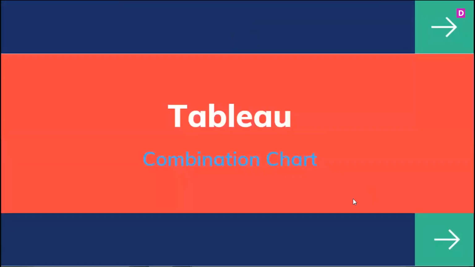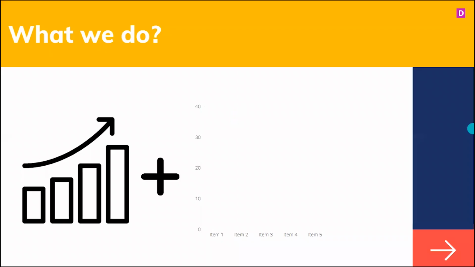Hello all. So, a very short explanation on the combination chart, because this is also very important in terms of visualization. And as the name signifies, what we try to do with a combination chart is, of course, a combination of two different charts. Most of the time, you will try to combine the features of the bar chart and the line chart.